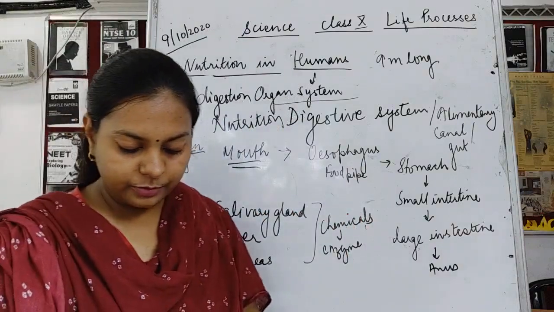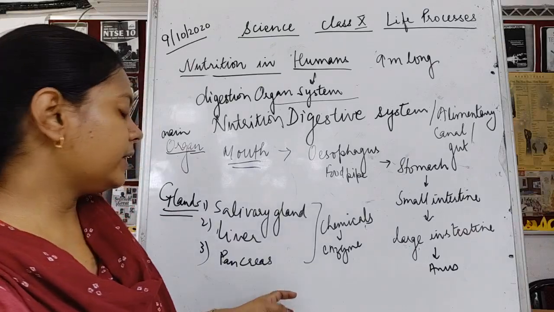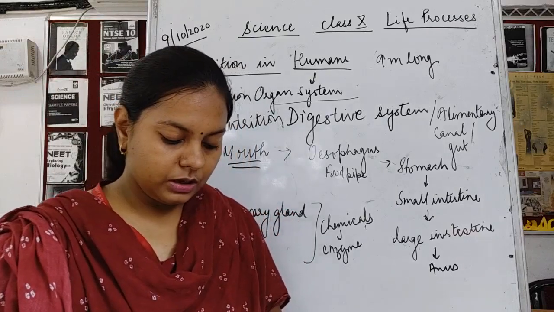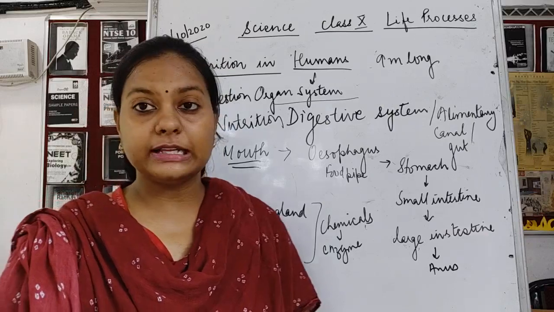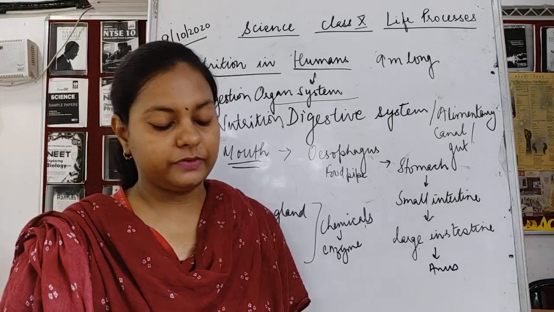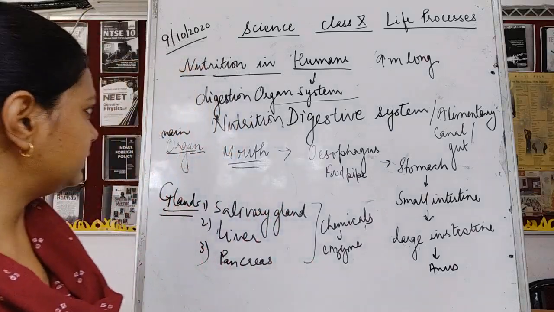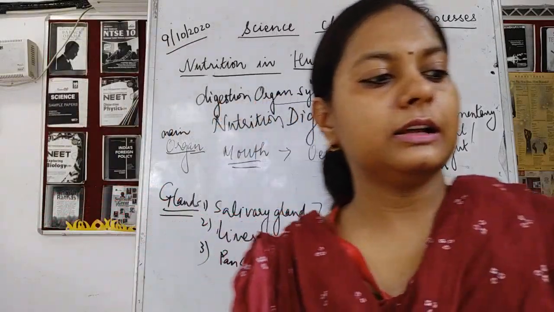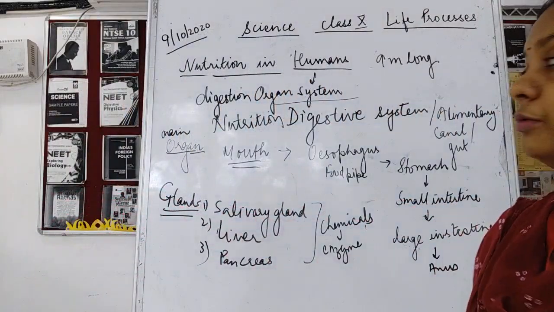Now next, the human alimentary canal. It is 9 meters long and consists of various ducts and glands. Some of the ducts of various glands open into the alimentary canal and pour their secretions, their chemicals, the digestive juices, into the alimentary canal. The human digestive system consists of both organs as well as glands. Please don't forget about the organs as well as the glands. Both of them constitute nutrition in human beings.